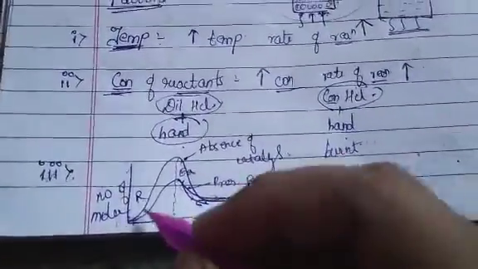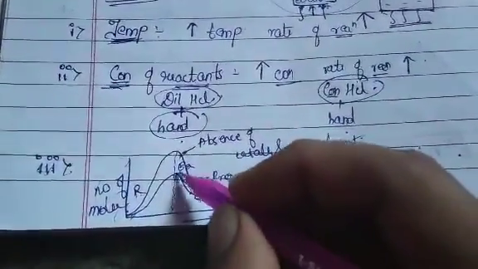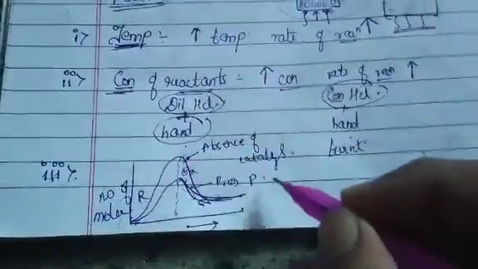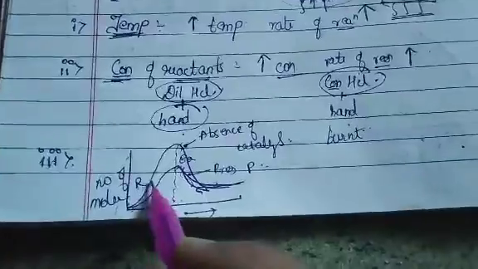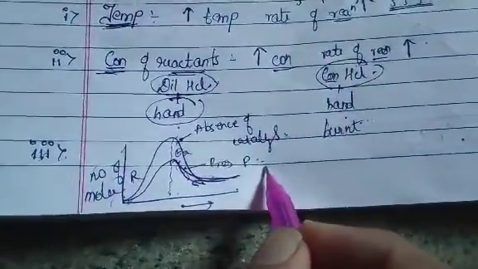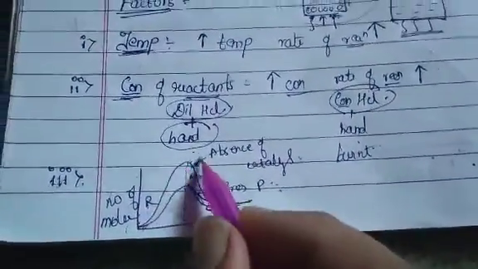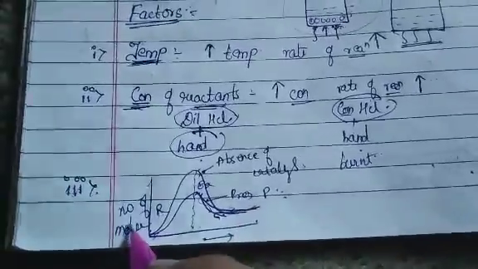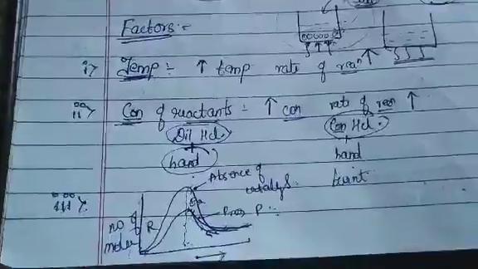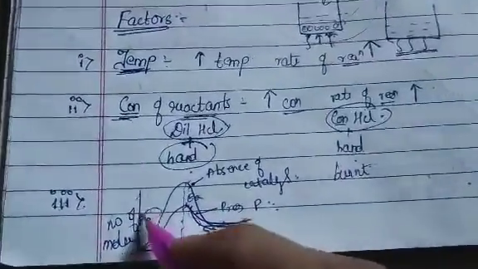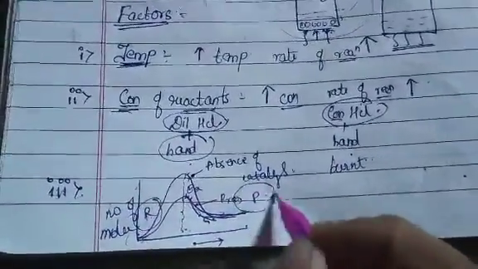So in the absence of catalyst, what happens? The activation energy is more, and in the presence of catalyst, the activation energy is less. So for a reactant to give the product, it has to cross this energy barrier. When you are using the catalyst, the energy barrier decreases. So what should happen to the rate of the reaction? Easily the reactant will form the product.